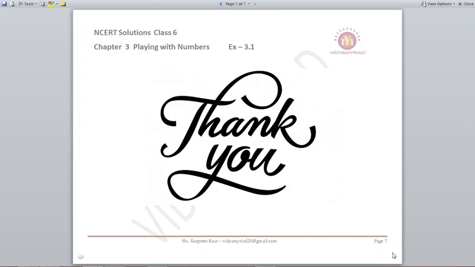So children, we finish exercise 3.1 here. Very soon I am going to come with exercise 3.2. Please practice this and please learn the tables by heart so that you are quickly able to find the solutions. Tables are the most important thing. Please learn the tables.